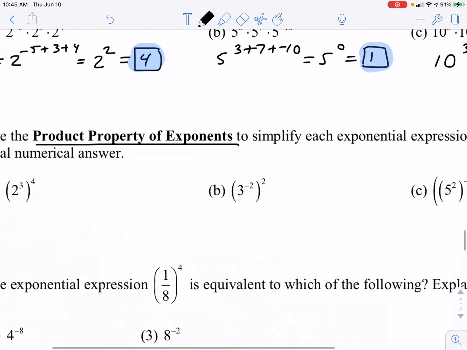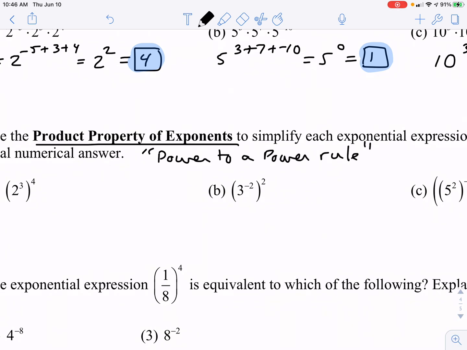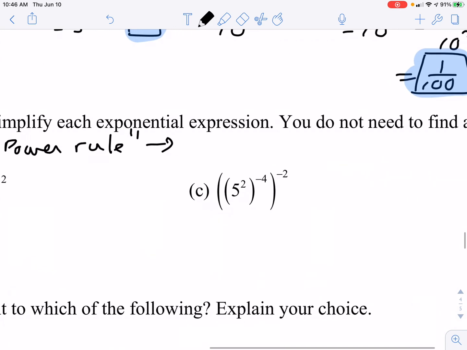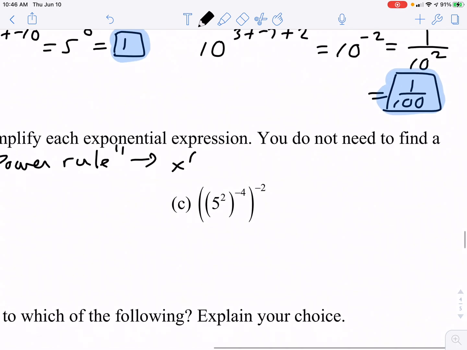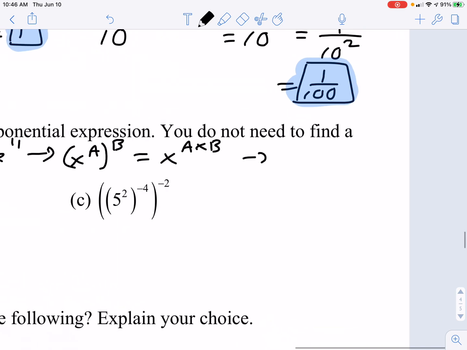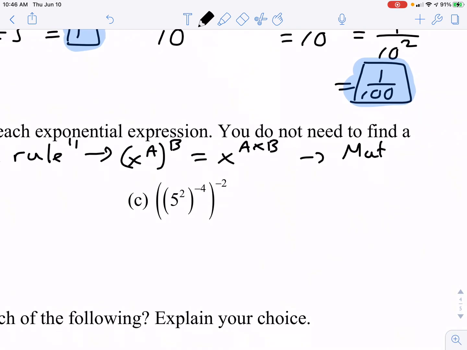The product property, I kind of refer to this as the power to a power rule. And what it basically states is, if I have x to the a power raised to the b power, this becomes x to the a times b. In other words, power to a power, we multiply the exponents.